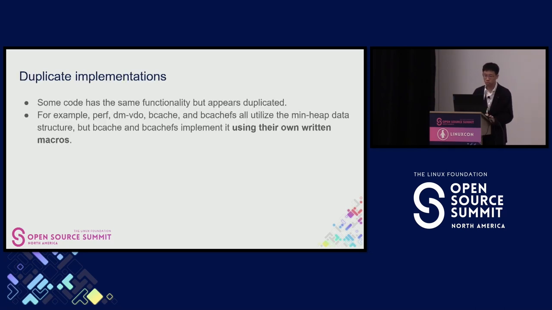Also, when doing the development, we found that there are a lot of duplicate implementations, and that's what I'm currently working on. Like the min heap data structure, we found that the perf subsystem and the new drivers, the DM video and bcache and the new bcachefs, they all have their own min heap implementation. And most of them are written with a lot of macros, which makes the code really hard to understand and hard to read. And also there might be some performance issues.